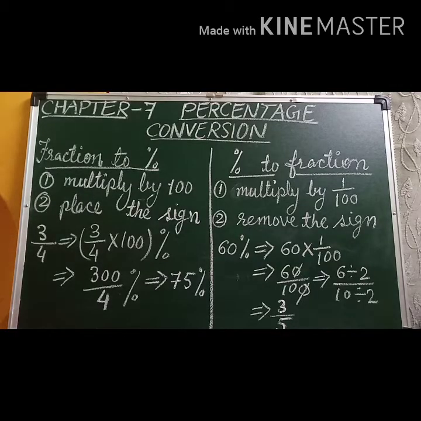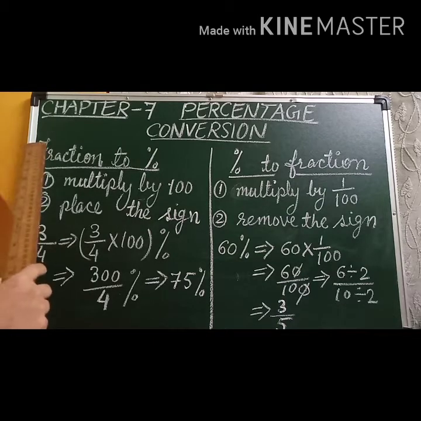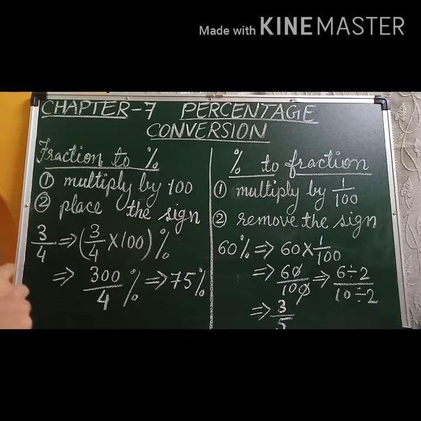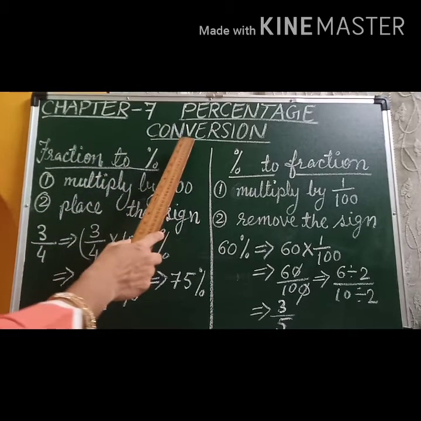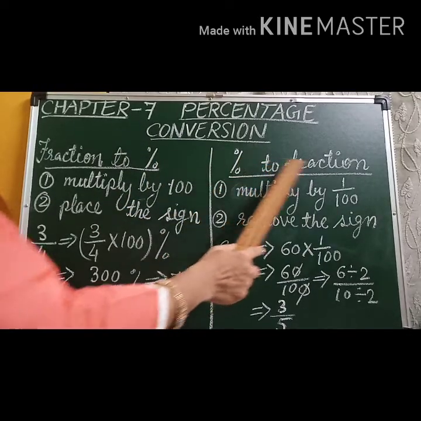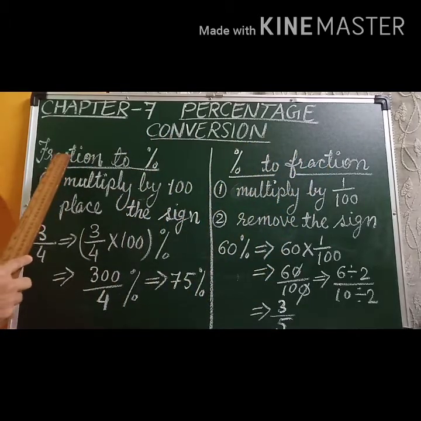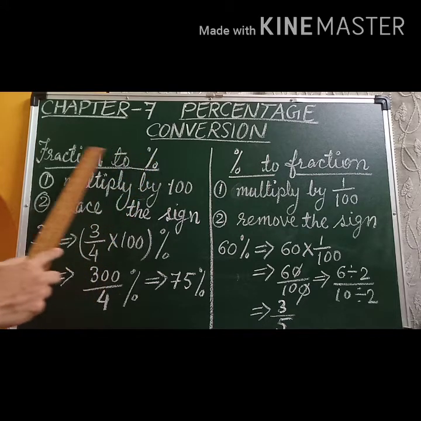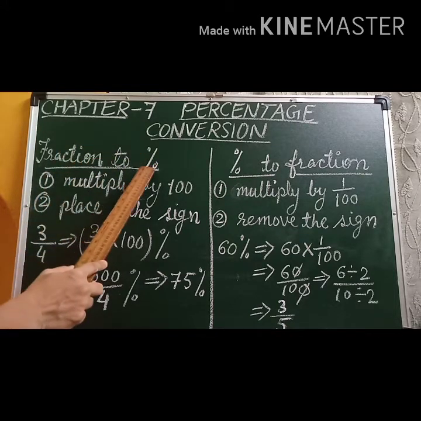So students, we have just learned that if any quantity is given out of 100, we can express them as percentage. अगर कोई भी quantity value अगर उसका denominator 100 है, कोई भी fraction जिसका denominator 100 है, उसे हम percentage के form में express कर सकते हैं. So now we are going to see the conversion of fraction to percentage and percentage to fraction. Okay. So first we will see how to convert the given fraction into percentage. If a fraction is given, how to convert it into percentage.